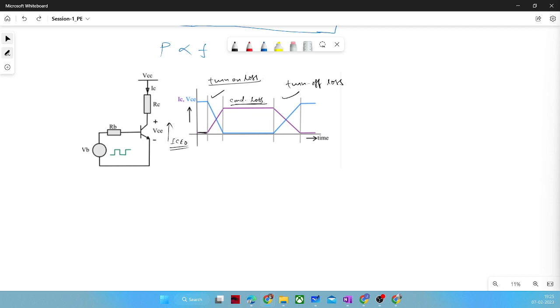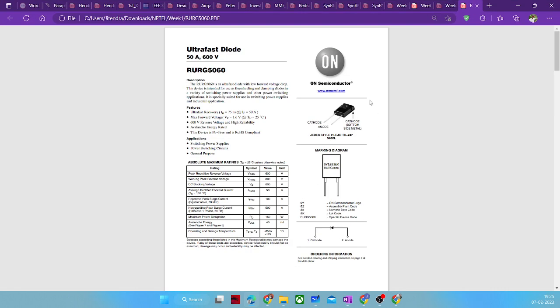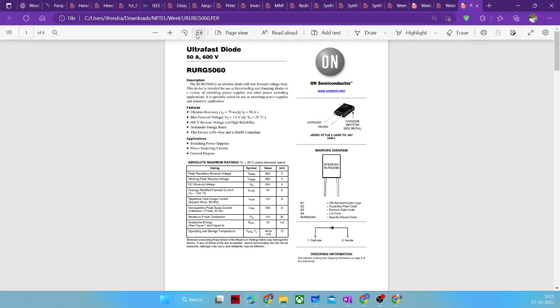Oh no, it is an ultra fast diode. So you open that diode data sheet. I think I have that data sheet with me. So this is the data sheet.